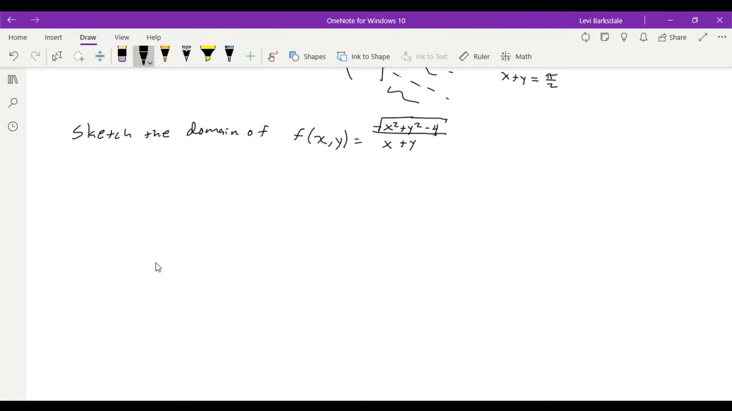Okay, well, first we need to identify our problem points where we could end up with a number that isn't allowed within the boundaries of math. So one thing we know we can't do, we can't divide by 0. So that tells us that x plus y is not equal to 0. Another thing we're not allowed to do, we can't take the square root of a negative number. So we need to make sure that x squared plus y squared minus 4 is always bigger than or equal to 0, or x squared plus y squared is always bigger than or equal to 4.